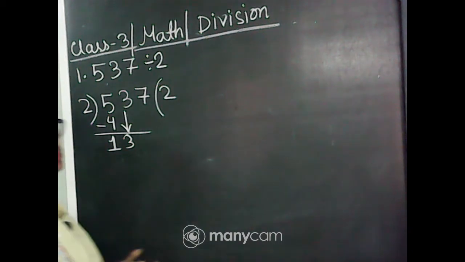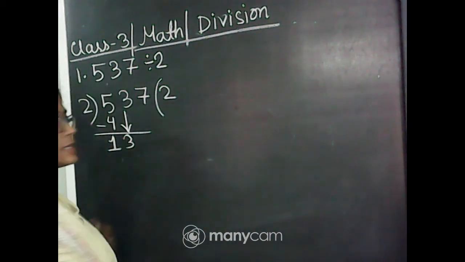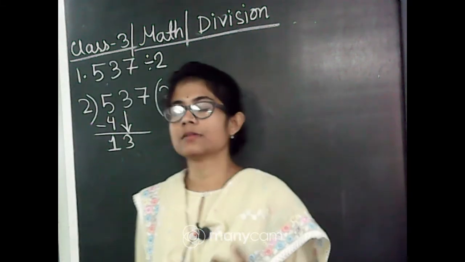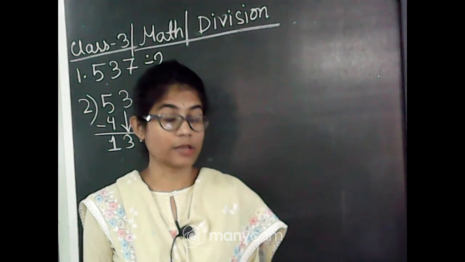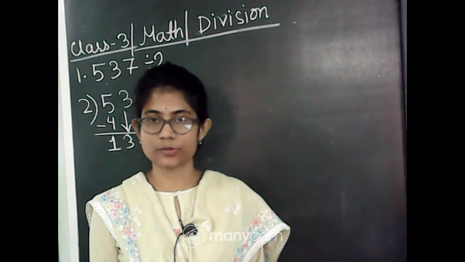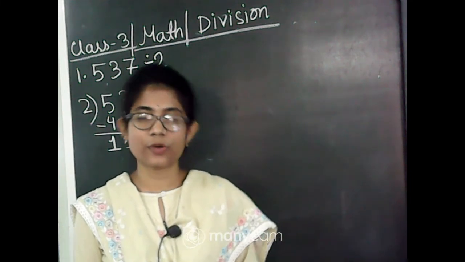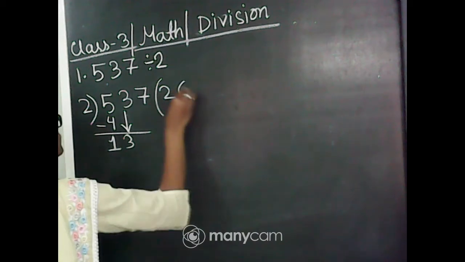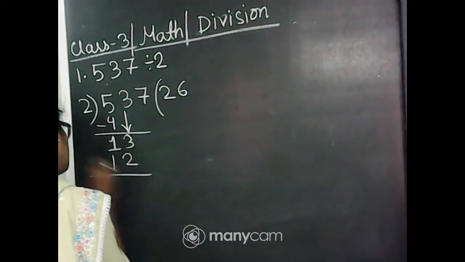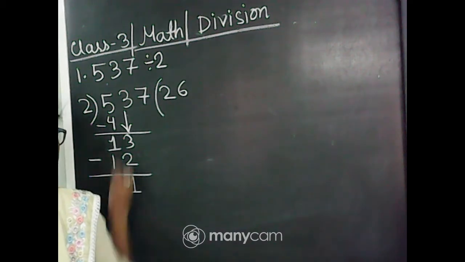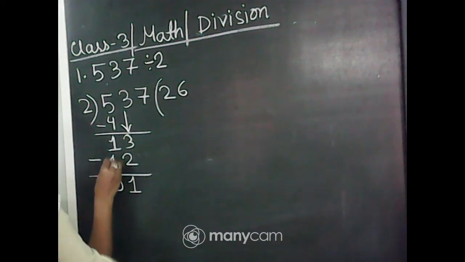Now we will read the table of 2. 2 threes are 6, 2 fours are 8, 2 fives are 10, 2 sixes are 12, 2 sevens are 14, okay. Now 14 is bigger than 13, so we can't take 2 sevens; we have to take 2 sixes are 12, okay. Now once again we will subtract, so we will get 1, isn't it? And this 0 you can put here, 1 minus 1 equals 0.